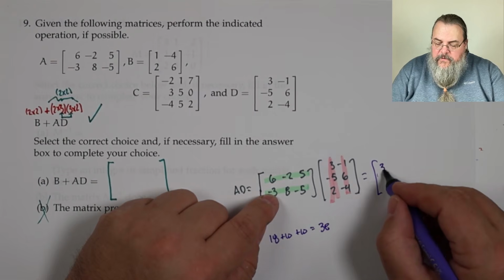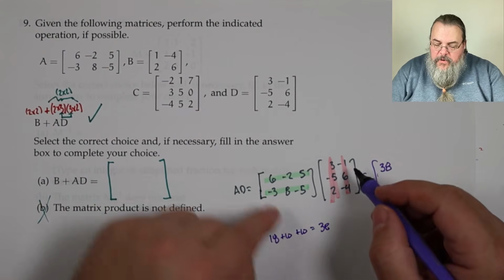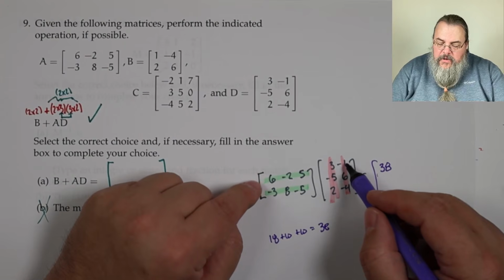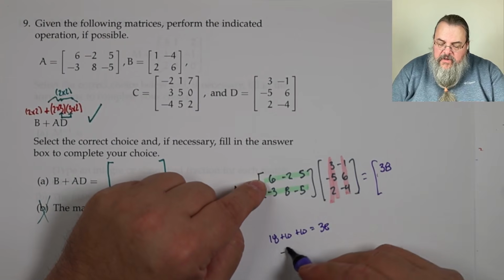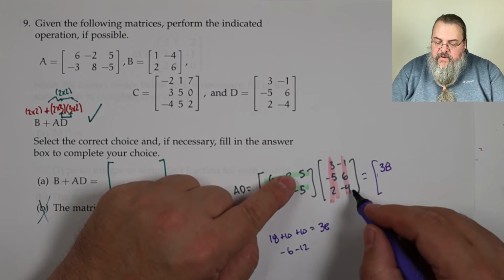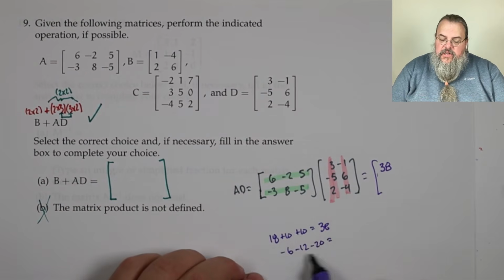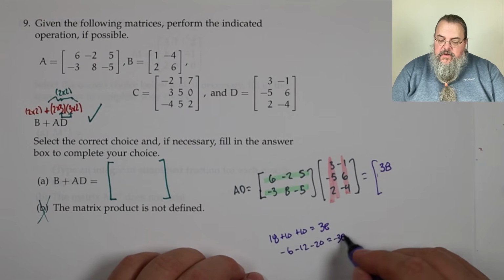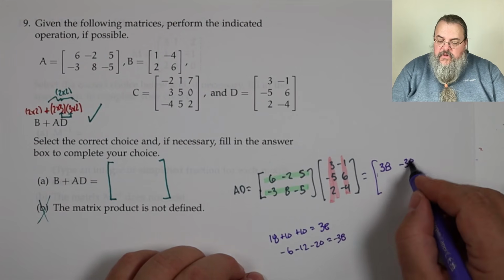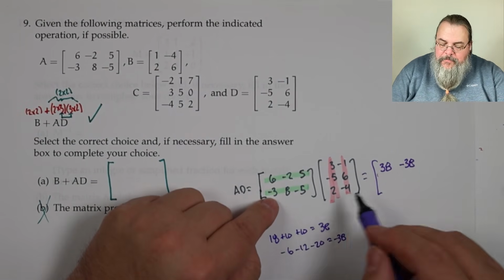So that's the first entry. All right, it doesn't hurt to do scratch work. Next entry. 6 times minus 1 is minus 6. Minus 2 times 6, minus 12. 5 times minus 4 is minus 20. Well, that's minus 18 minus 20. That's minus 38. It's just a coincidence. All right, don't read too much into that.